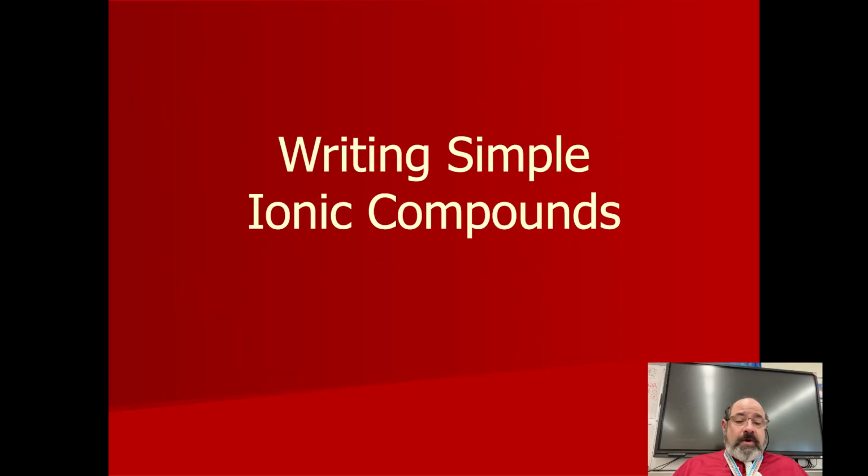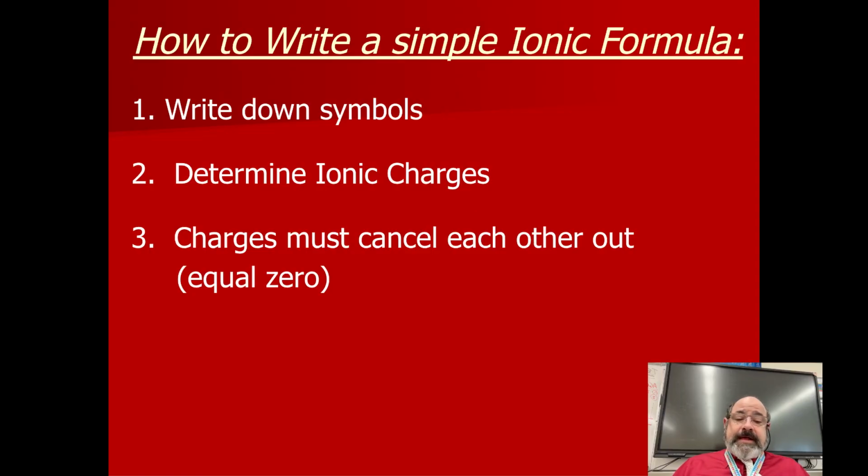Okay, so now we're going to write the ionic compounds. How do you do that? So that's where I give you the words and you write the ions. So before we had the ions, we said the words. Now we're doing the other direction. So first, you write down the symbols for the ions. Then you figure out what their charge is.